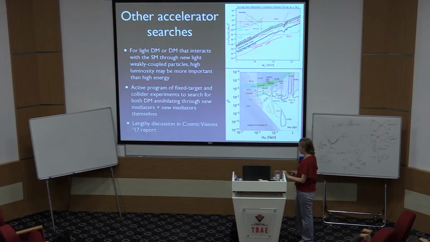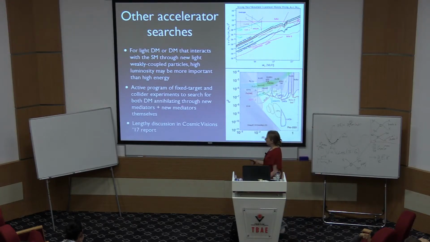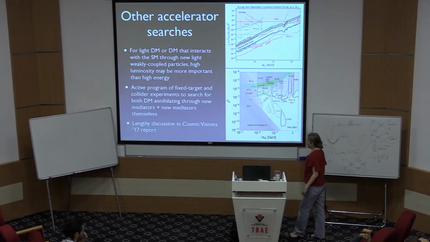So there's a pretty active program of fixed target and collider experiments to look for situations like this, either trying to produce the dark matter directly or just looking for whatever mediates the interaction of the dark matter with the standard model. I'm mostly just going to point you at this report again. But these are some current constraints.